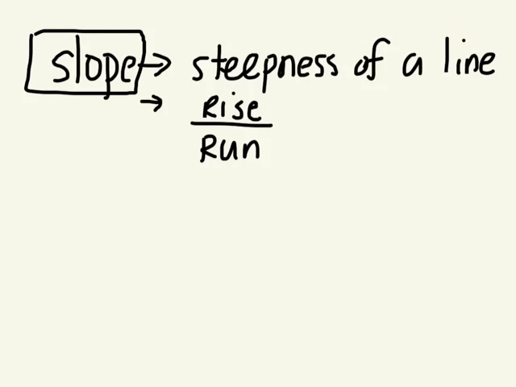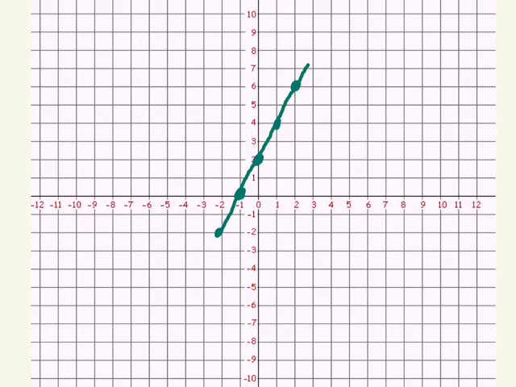Okay, so slope refers to the steepness of a line. So how steep a line is, and to look at the steepness, you're looking at the rise of the line divided by the run. Okay, the rise is the vertical distance, and the run is the horizontal distance. So if we're looking at this line, and I want to know how steep it is, well, we need to count how much this line rises by.